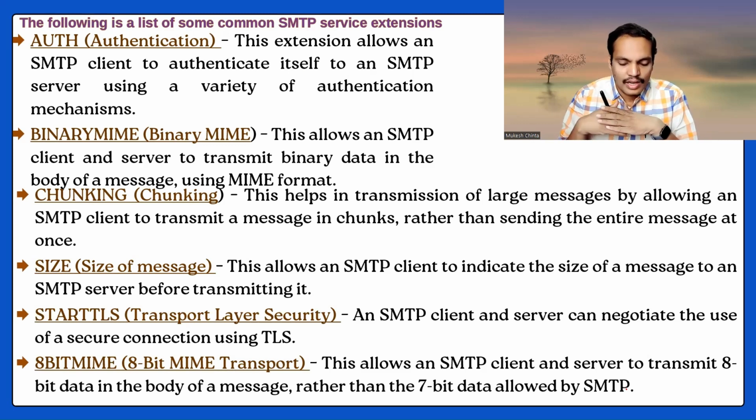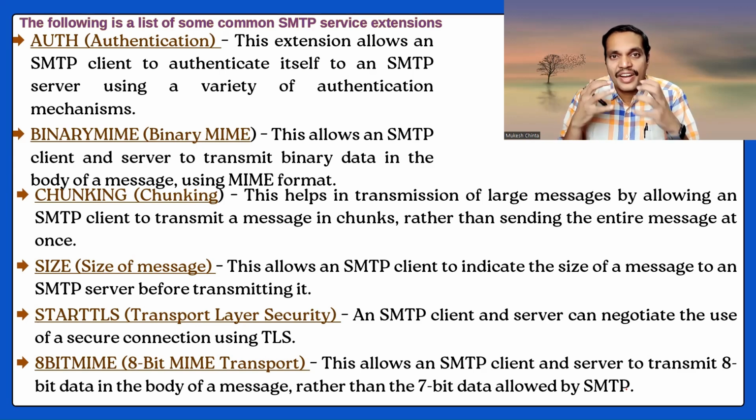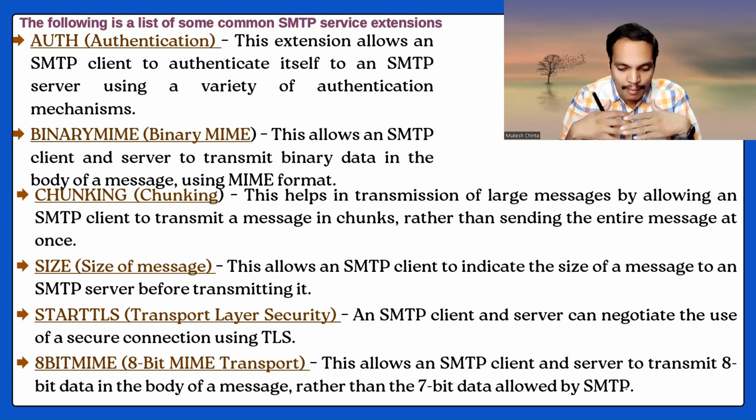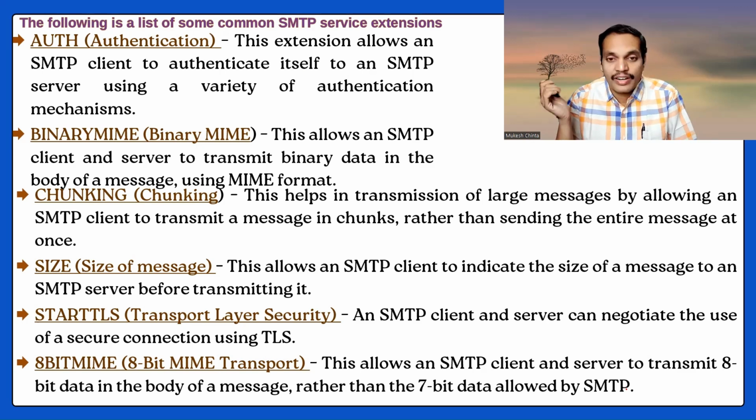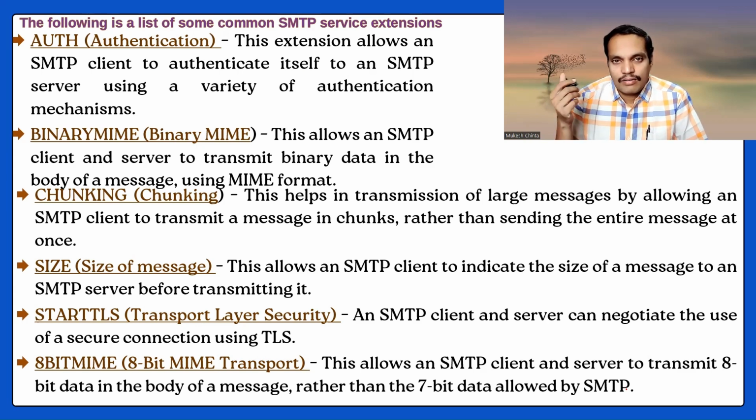There are many others, like the DSN extension, delivery status notification, or enhanced status codes, where the server can send more detailed information of an error that has happened. And pipelining also. Pipelining allows a client to send multiple commands rather than waiting for a response for each command and then following it up with another command. So these are all the different service extensions that have been added to SMTP.